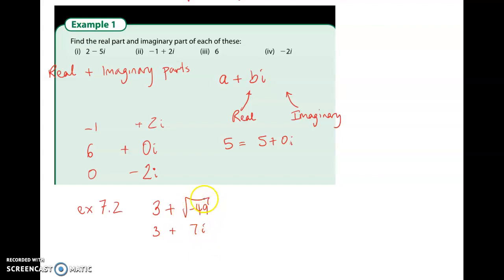Okay, so what have I done? I've looked at this, realized it's a negative number being square rooted, so I know it's going to be something i. That negative basically turns into a little i, and I just concentrate on the square root of the positive bit. So what's the square root of 49? You can always do that in the calculator. Square root of 49 is 7, so therefore it's 7i. So my complex number is better written as 3 plus 7i rather than 3 plus the square root of minus 49.